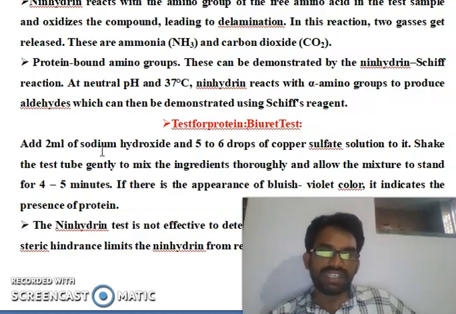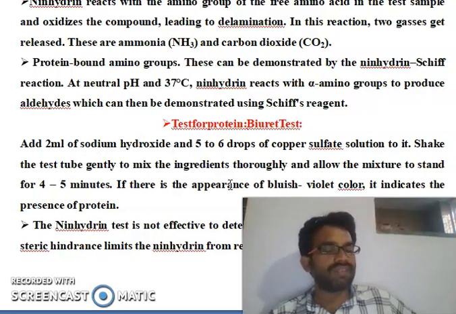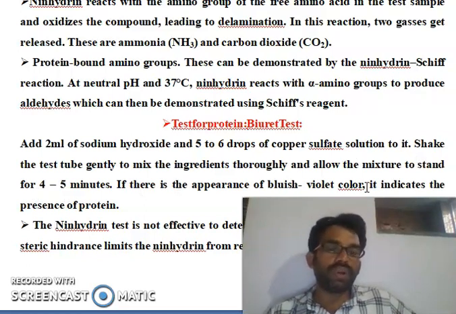You can find here the simple procedure. Add 2 ml of sodium hydroxide and 5 to 6 drops of copper sulfate solution to it and shake the test tube gently. Mix the ingredients thoroughly. Allow the mixture to stand 4 to 5 minutes without disturbance.